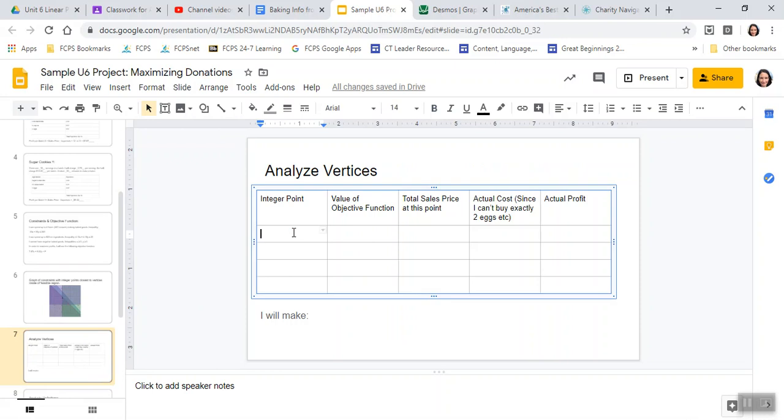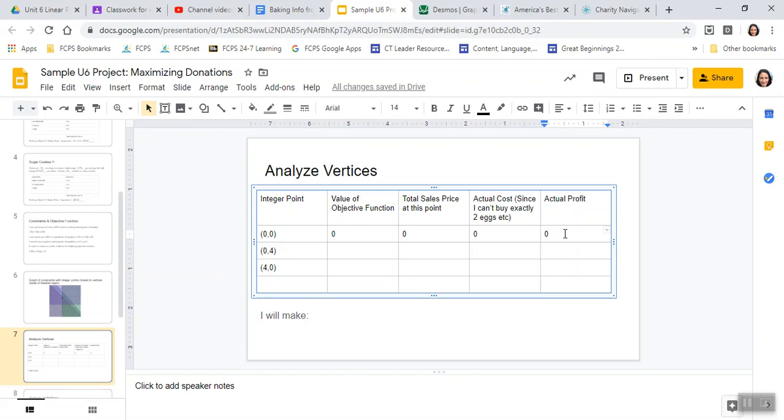Alright, so the points that I have are 0, 0, 0, 4, and 4, 0. Okay. 0, 0 means I don't make anything. So my profit will be 0, my sales will be 0, the cost will be 0, and the actual profit will be 0. So if you don't make anything, it's all 0.